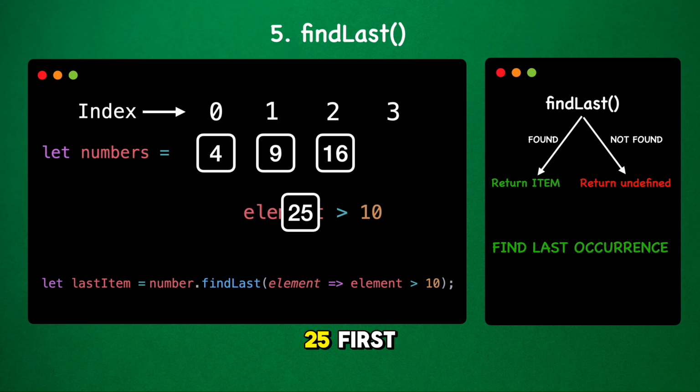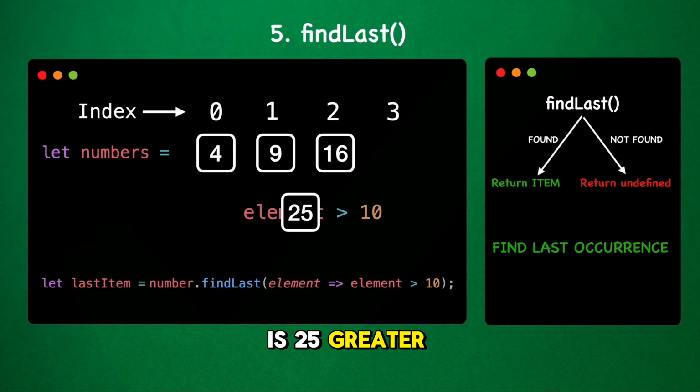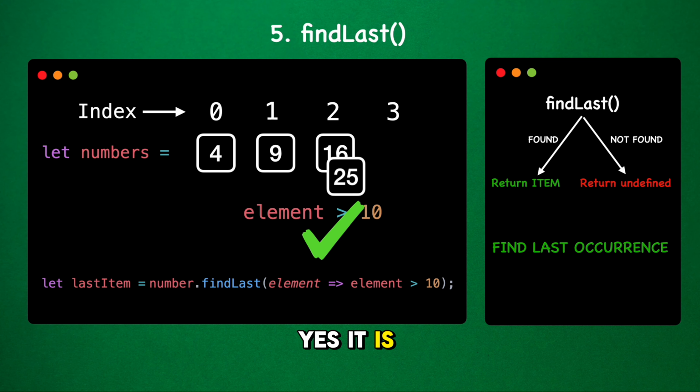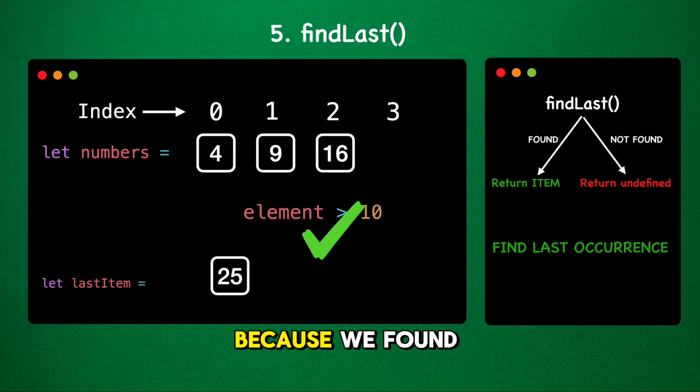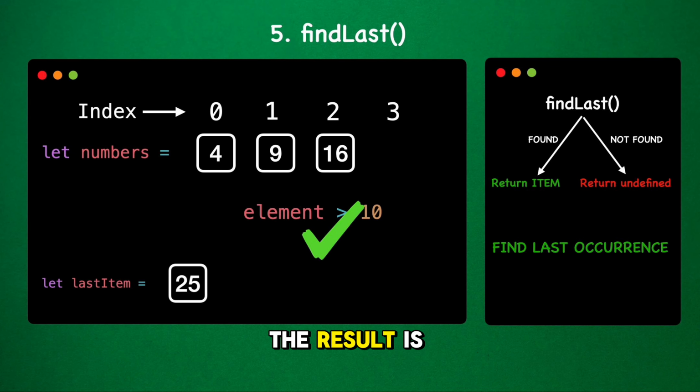It looks at 25 first. Is 25 greater than 10? Yes, it is. So there's no need to continue because we've found our number. The result is that lastItem will be equal to 25, because that's the last number in the array that is greater than 10. If there were no numbers greater than 10, findLast would give you undefined.